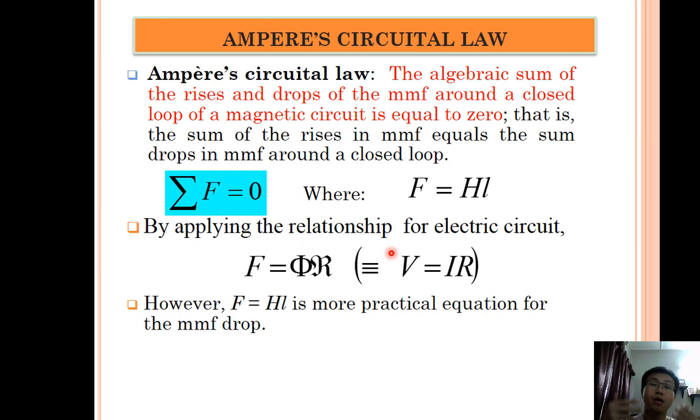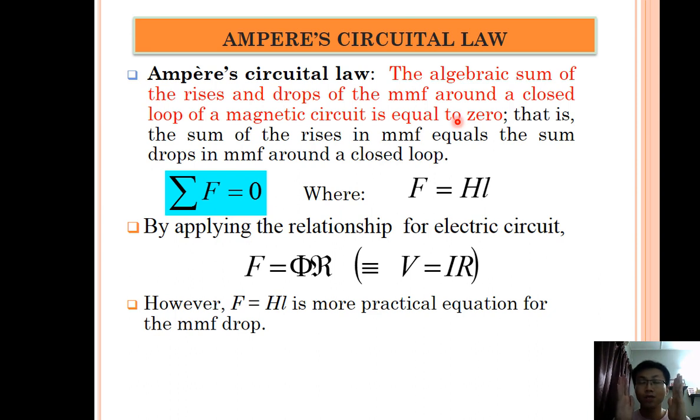Next, we will correlate with the Ampere circuital law. Just now we have Ohm's law. Now we will link with the Ampere circuital law to apply more in depth. Ampere's circuital law says that the algebraic sum of the rises and drops of the MMF around a closed loop of a magnetic circuit is equal to 0. Means if I have 2 MMF, here I have 10 ampere, here must be negative 10 ampere.